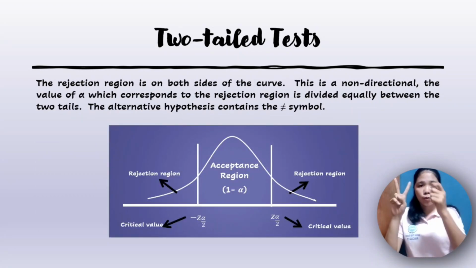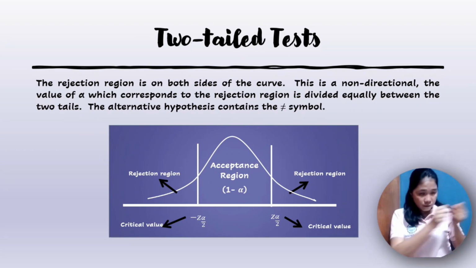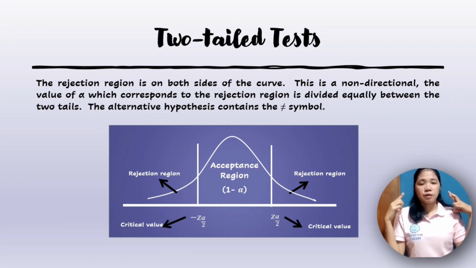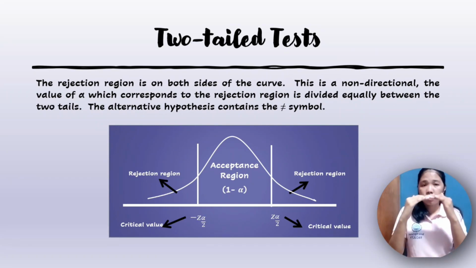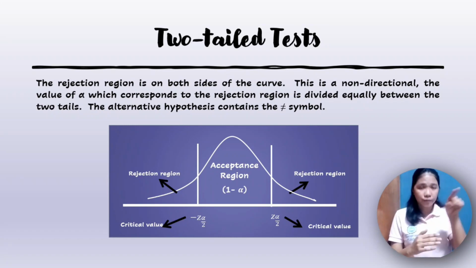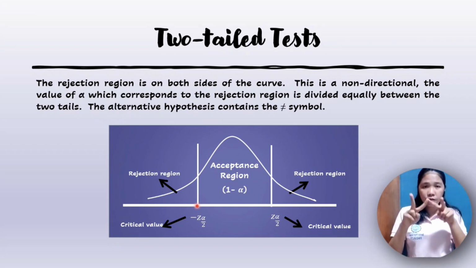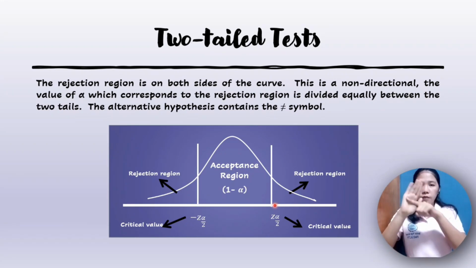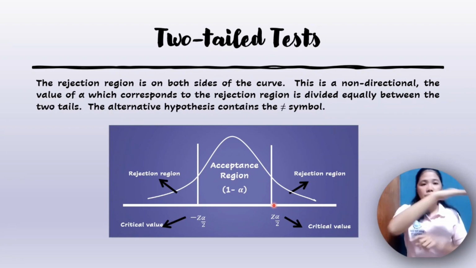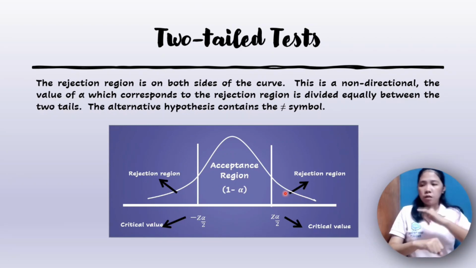The two-tail test. The rejection region is on both sides of the curve. This is non-directional. The value of alpha corresponding to the rejection region is divided equally between the two tails. The alternative hypothesis contains the not equal to symbol. So as illustrated, this is our critical value. We have the negative z sub alpha over 2 and positive z sub alpha over 2. The rejection region is on both sides of the curve.